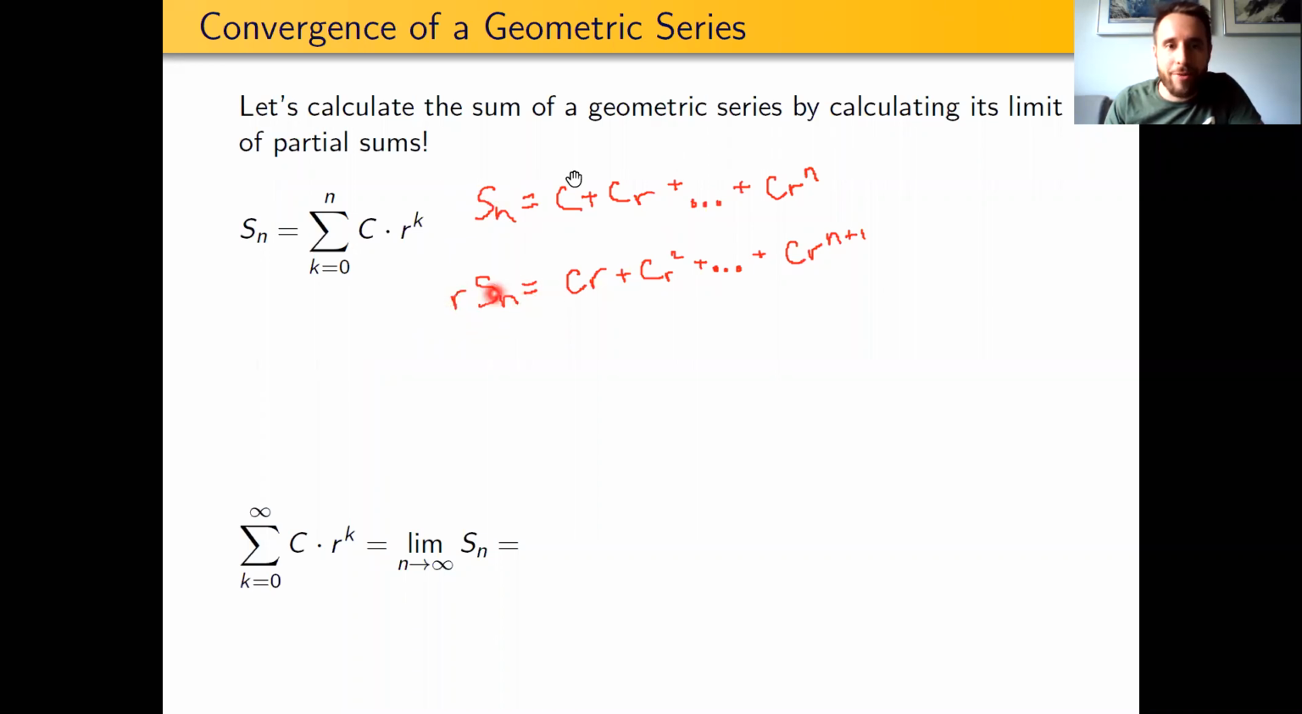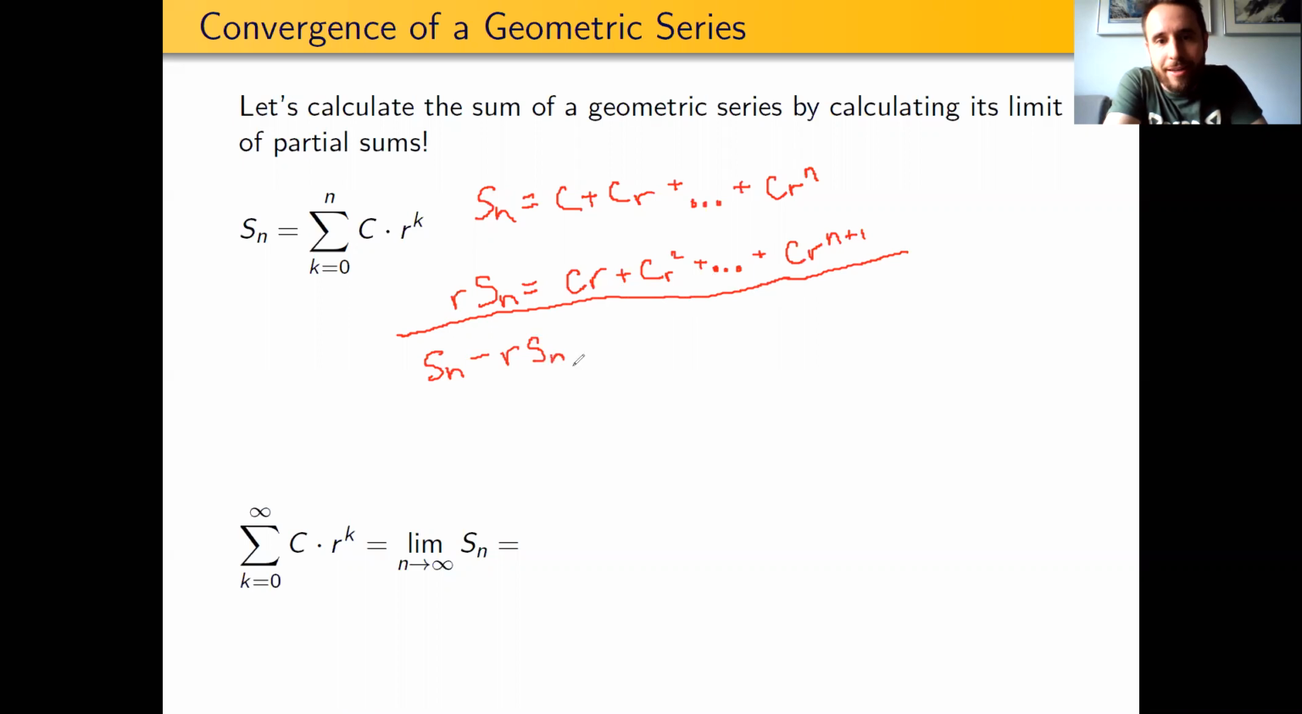Right, so I'm going to take one of my equations, subtract the other, draw a reasonably straight line here, straight as we can hope. And what we get now is S sub n minus r times S sub n. And let's see what happens. So I'm going to get this entire top row minus this bottom row.